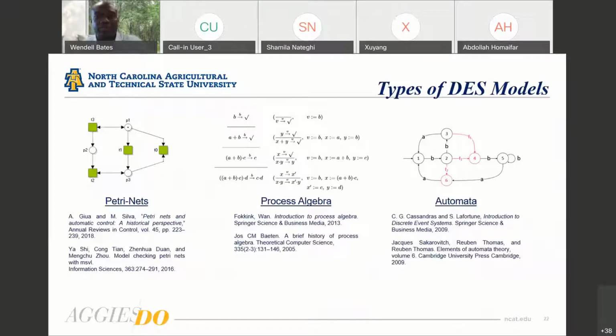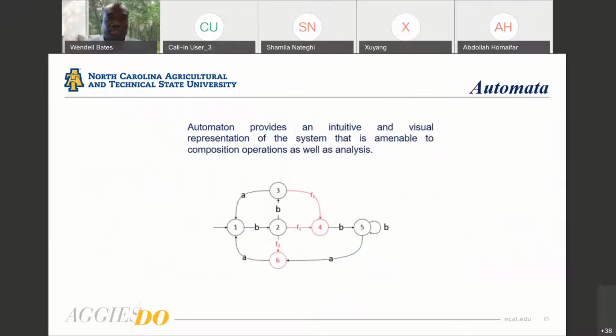There are different types of discrete event system models. We have Petri nets, process algebra, and automata. We use automata in our modeling because it provides an intuitive and visual representation of the system that makes composition operations and analysis more manageable.